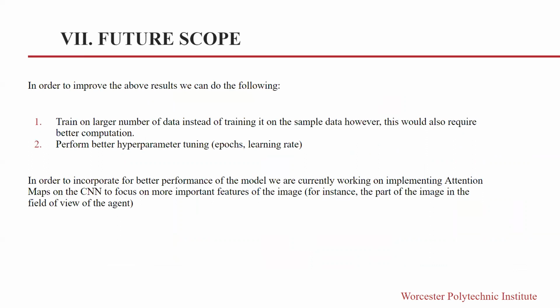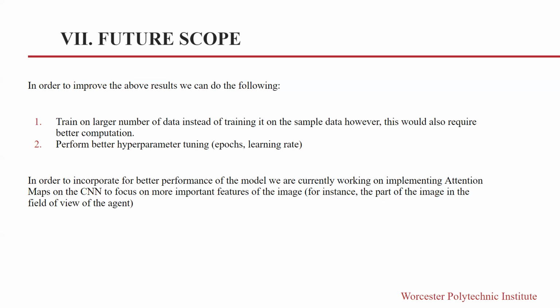We have been training our model on a small data set due to computational limitations, but to see significant improvements, we can train it on a larger data set. However, this would also require better computation, so we need to ensure that we have access to enough computational resources to train on a larger data set. In addition to this, we need to perform better hyperparameter tuning. Hyperparameters such as the number of epochs and learning rate are crucial to the performance of our model. By optimizing these hyperparameters, we can achieve better accuracy and make our model more efficient.